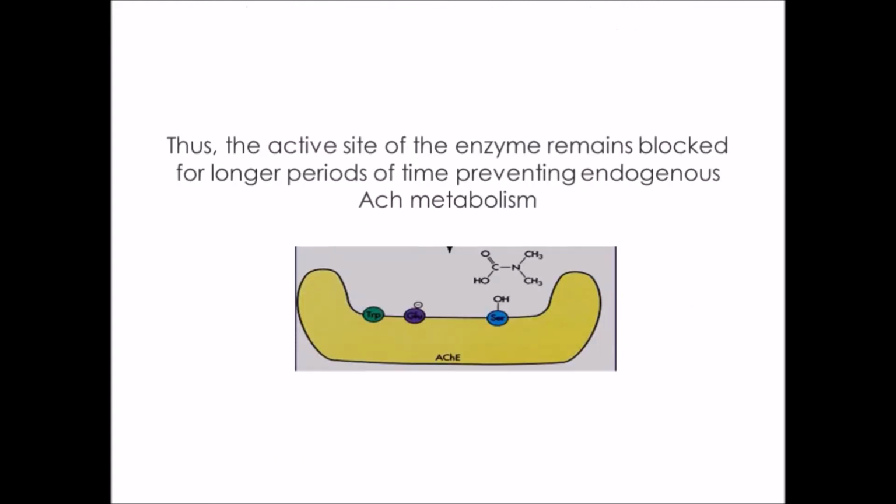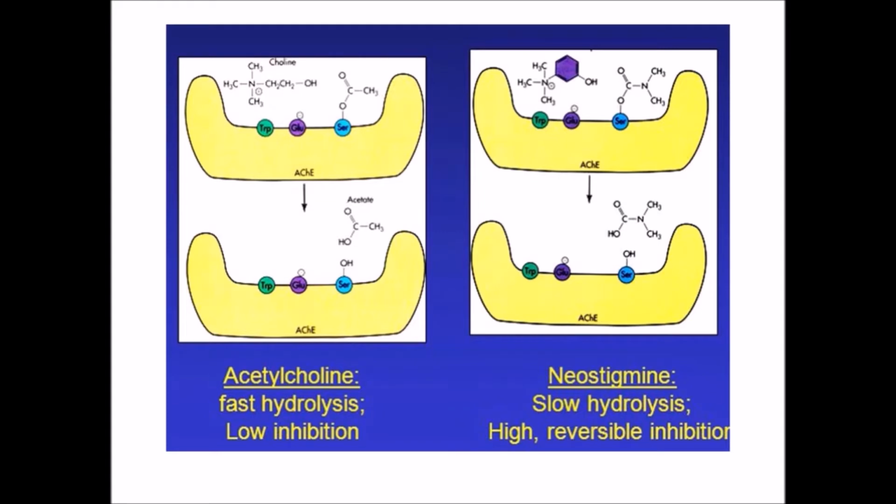As a result, the active site of the enzyme will remain blocked. It will remain blocked for a longer period of time, preventing endogenous acetylcholine metabolism. If we want to compare between acetylcholine and also neostigmine's mechanism of action, both of them have almost the same mechanism of action, except for the acetylcholine, it has a fast hydrolysis and also low inhibition, while for neostigmine, slow hydrolysis and also high reversible inhibition.